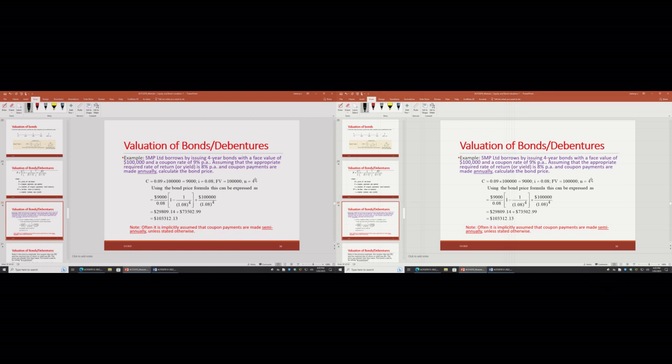All right, let's look at the example, just to get familiar with this formula. A 4-year bond with a face value of 100,000 and a coupon rate of 9%. Assuming that the appropriate required rate of return is 8% per year, and coupon payments are made annually, can you calculate the bond price?